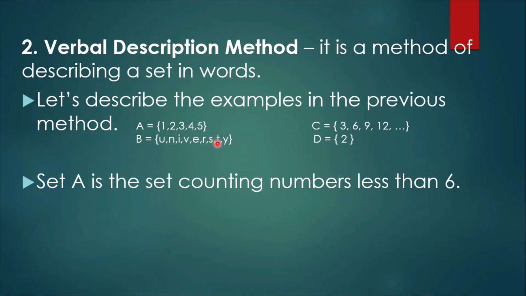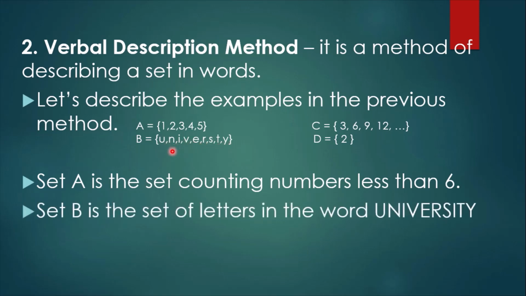Next, how about university? U-N-I-V-E-R-S-I-T-Y. Take note of this one. Set B is the set of letters in the word university. Okay? Now, take note, kanina na sinabi natin, each element of a given set must only be listed once. Okay? May naulit kasi dito, dalawang I. So, therefore, we only list this once. So, walang I dito, kasi meron ng I kanina.